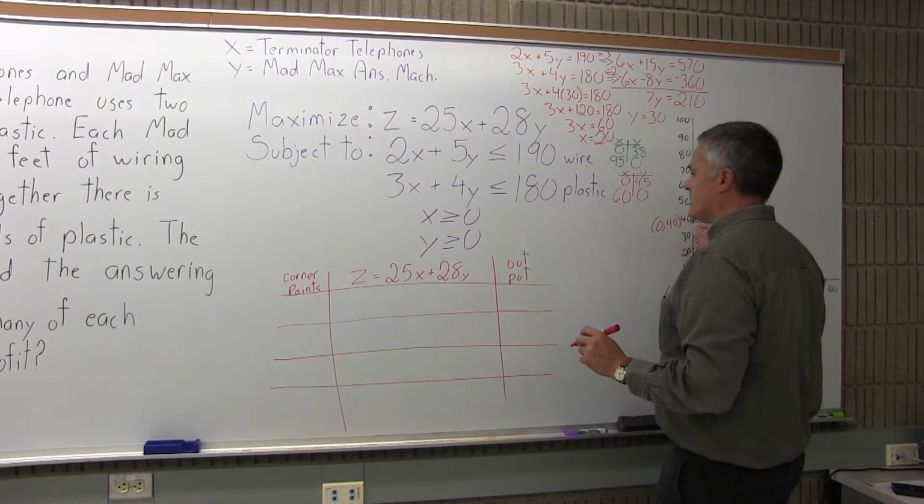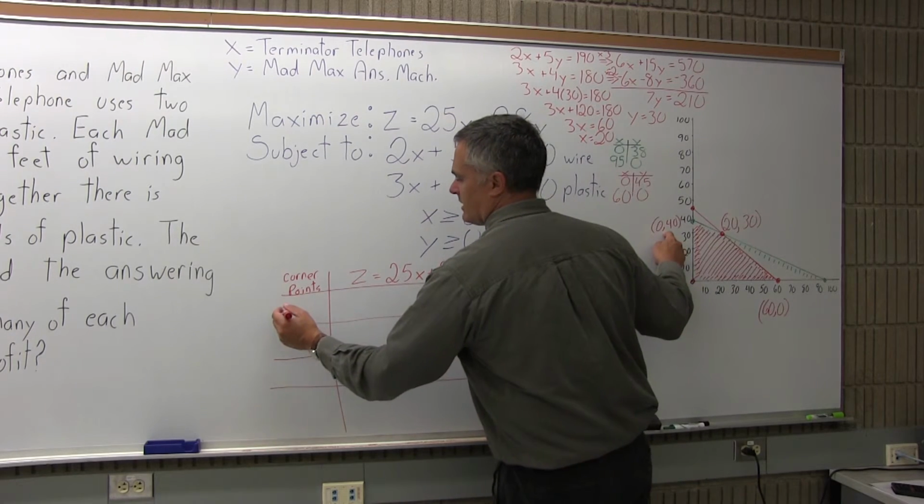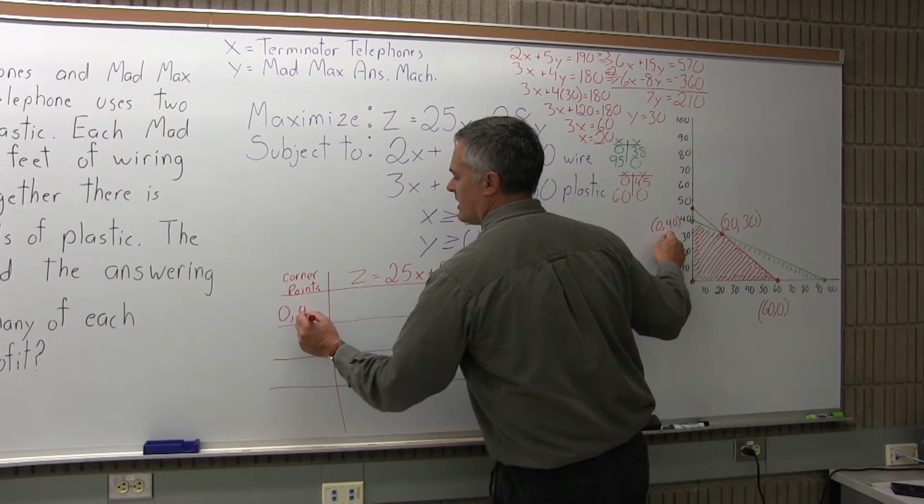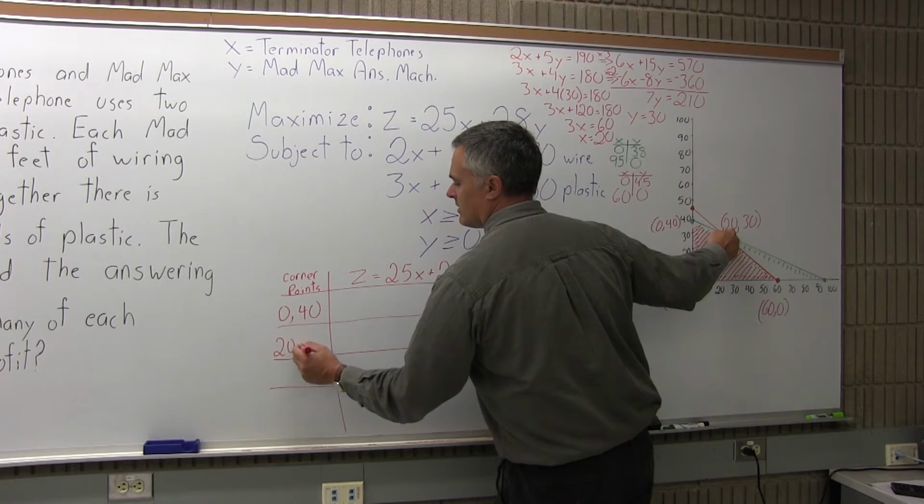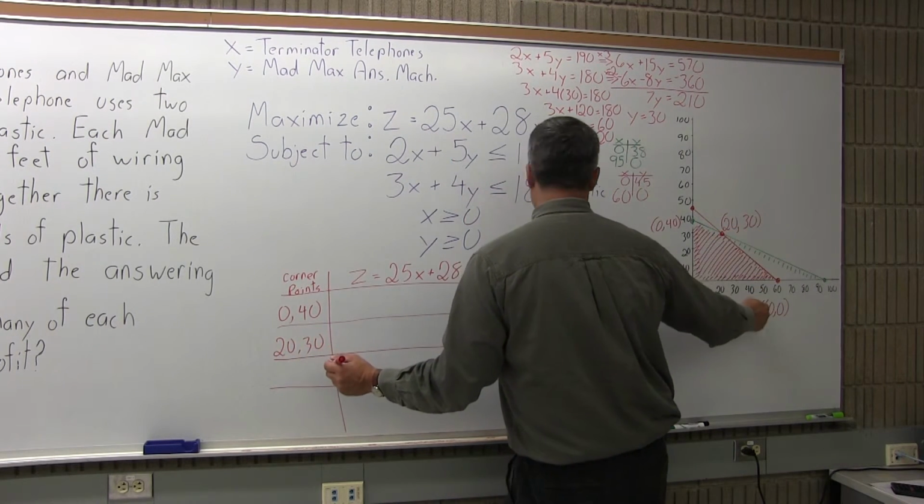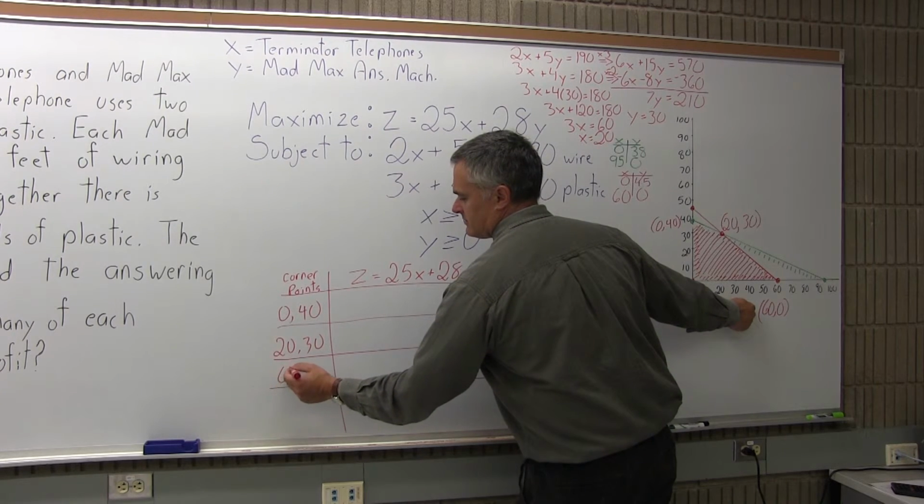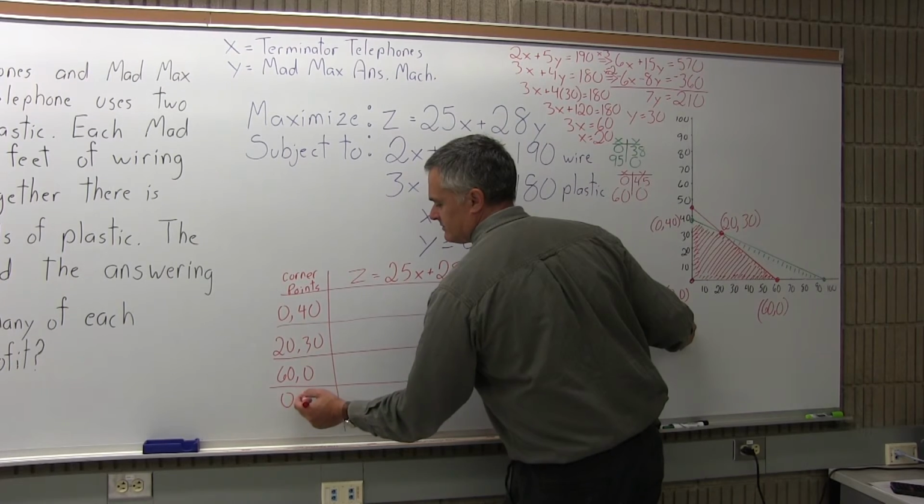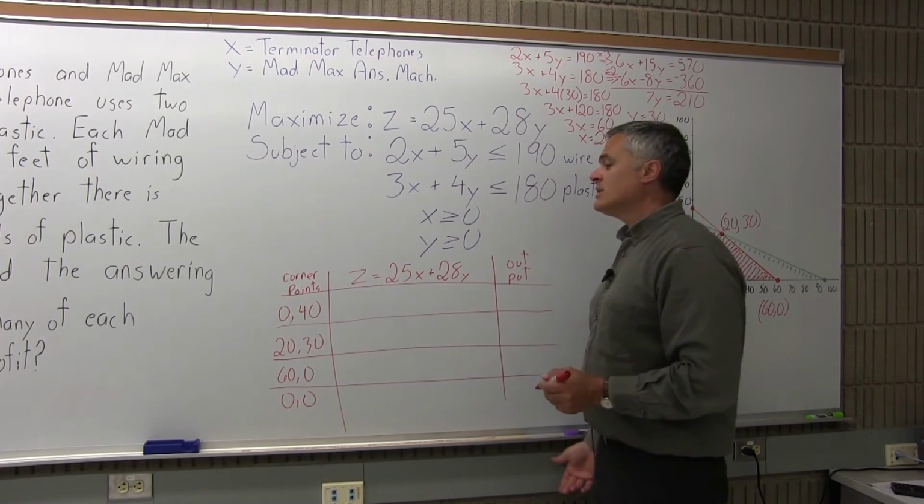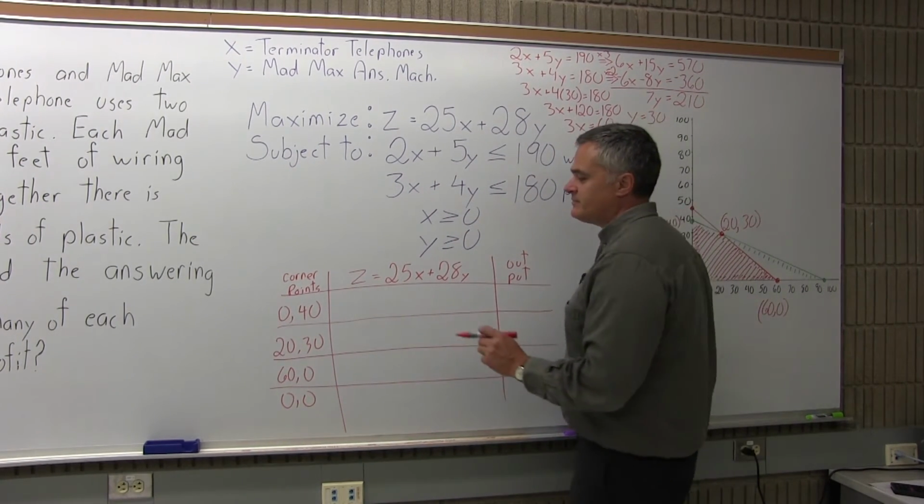And I can list my corner points in any order as long as I don't miss any. So one is over 0 up 40. The other one is over 20 up 30. The next one is over 60 up 0. And the last one is 0, 0. And let's see what type of output I get from each one.